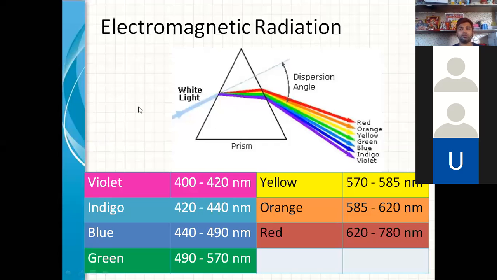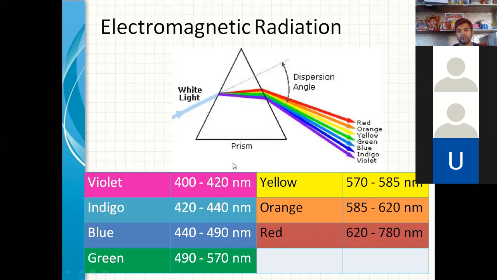Okay. In this electromagnetic radiation, the visible region, you know about the visible spectrum: red, orange, yellow, green, blue, indigo, violet, or what we call VIBGYOR. Violet is 400 to 420 nanometers, indigo 420 to 440 nanometers, blue 440 to 490 nanometers, green 490 to 570 nanometers, yellow 570 to 580 nanometers, orange 585 to 620 nanometers, and red 620 to 780 nanometers.